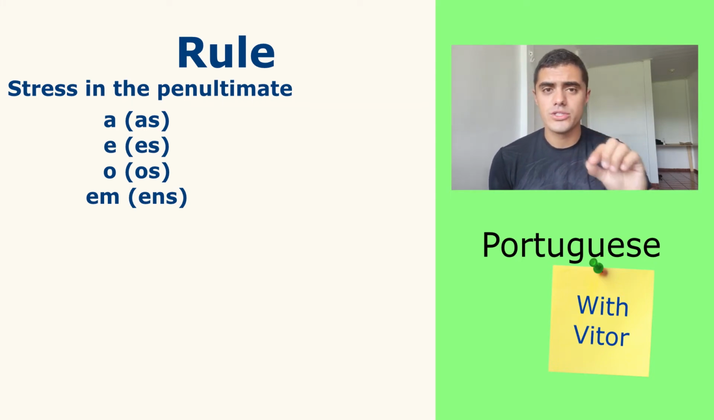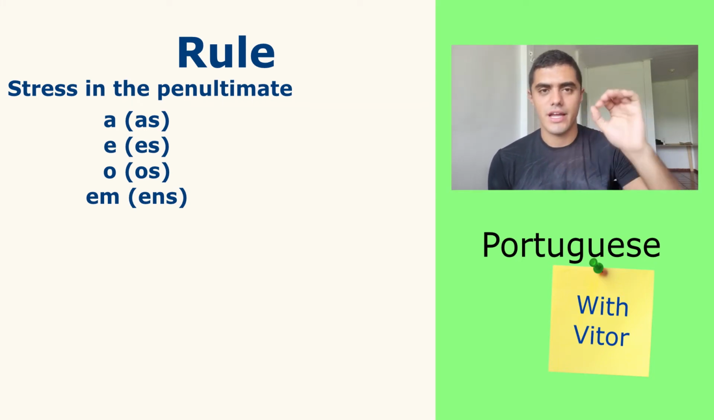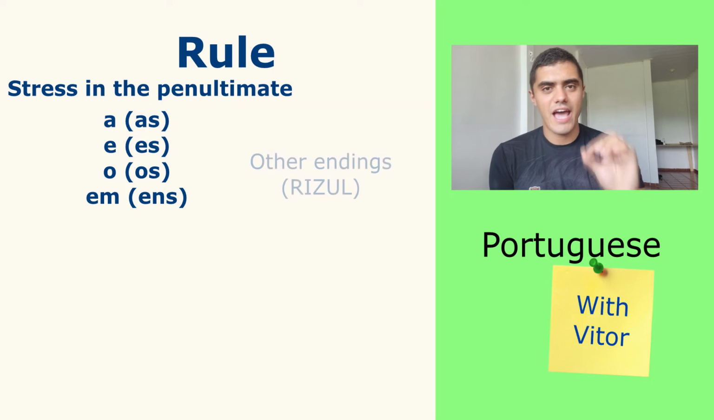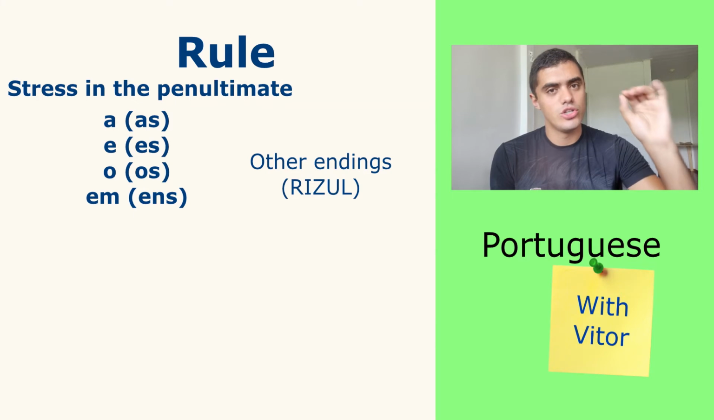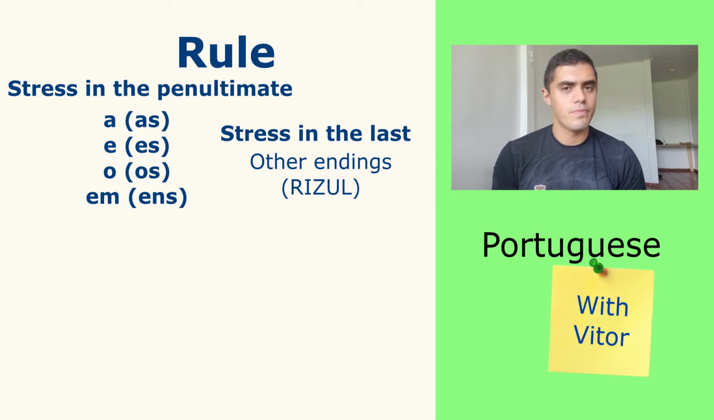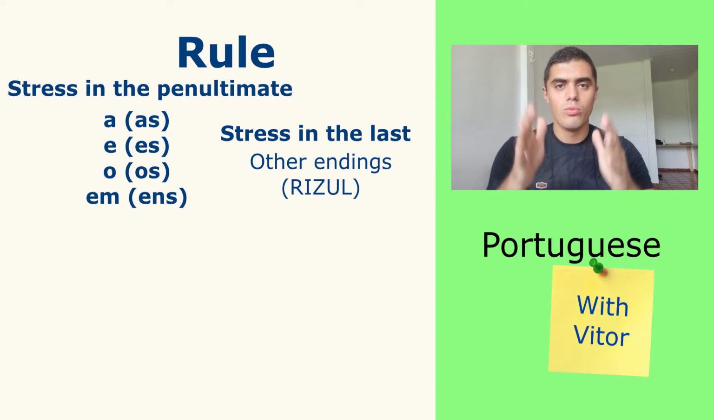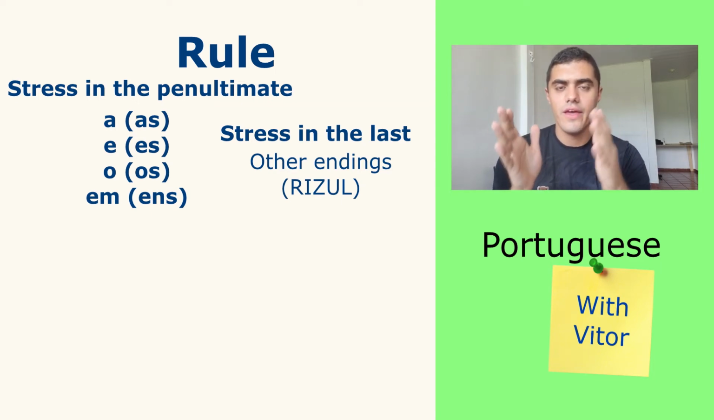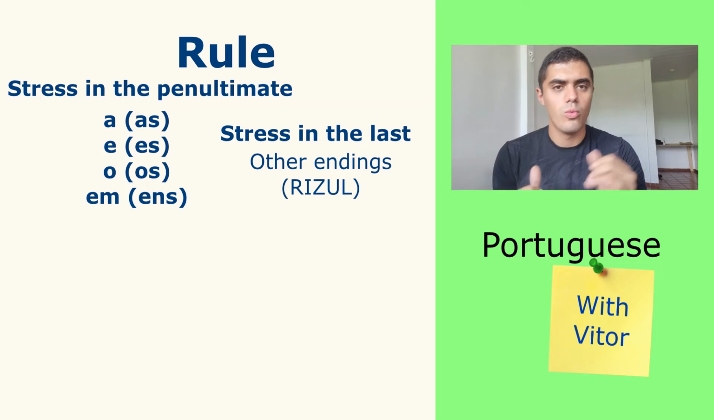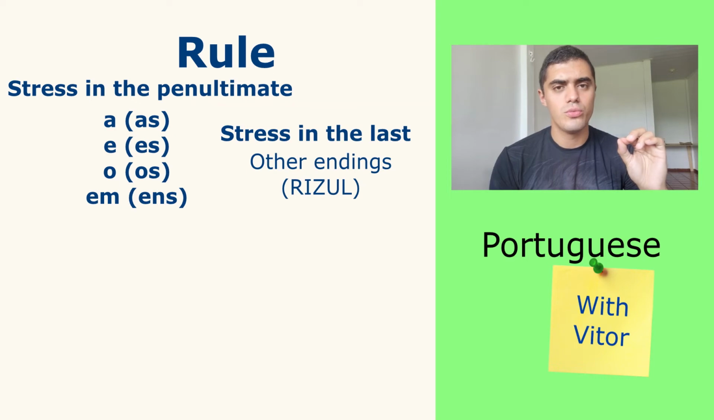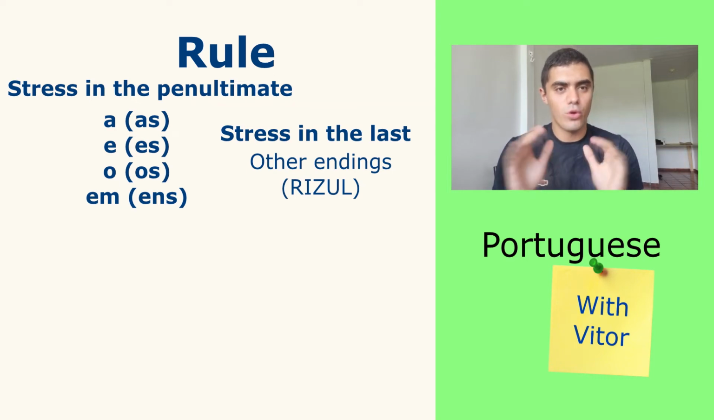And then we have the result effect, the words from papel and down that I gave you. These words have other endings. So words with other endings tend to have the stress in the last syllable, okay? So the rule is that words ending with as, es, os, and ens are stressed in the penultimate. Words ending with any other ending tend to be stressed in the last syllable. Okay? This is the rule.